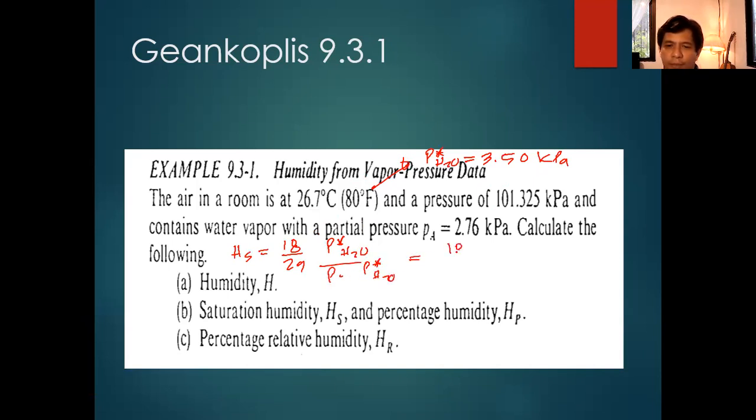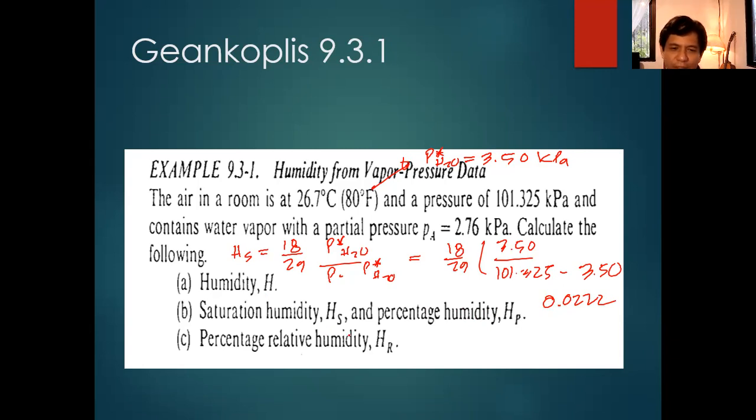Ganun lang. Substitute nyo lang, 18/29, 3.5, 101.325, minus 3.5. Last 2 minutes. Sige nga, 18 divided by 29 times 3.5 divided by 101.325 minus 3.5. I'm getting 0.022. Tama? Yan, very good, Gio. Very good, John Paolo. 0.022. Tapos yung percentage humidity, divide nyo lang doon sa kanina. 0.0174 divided by 0.022.